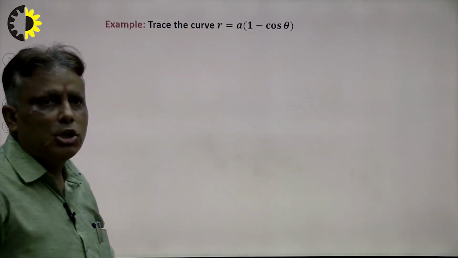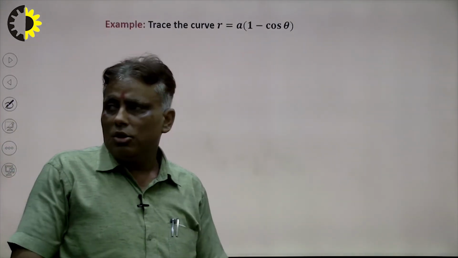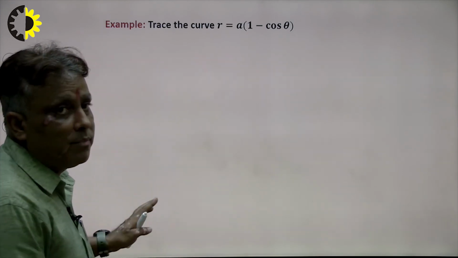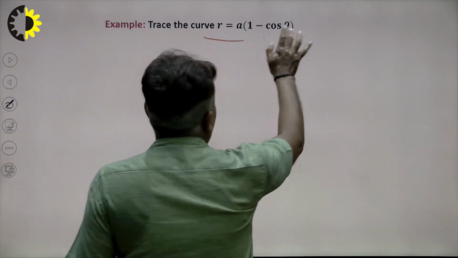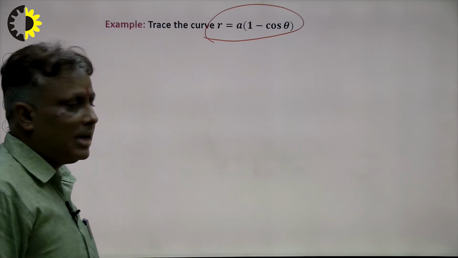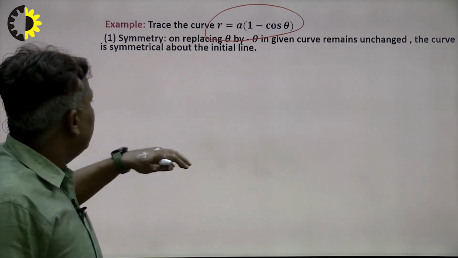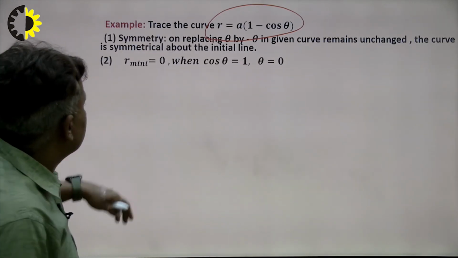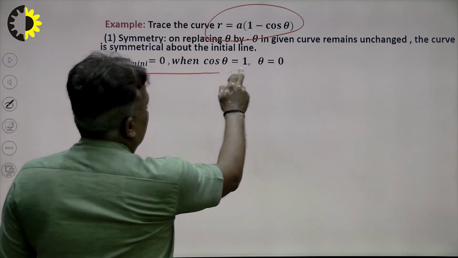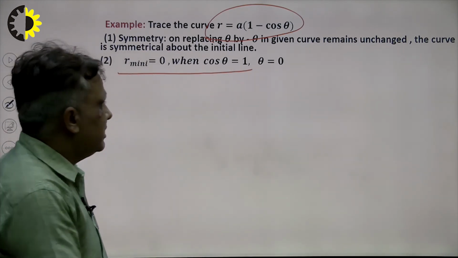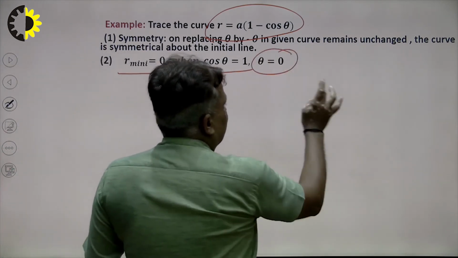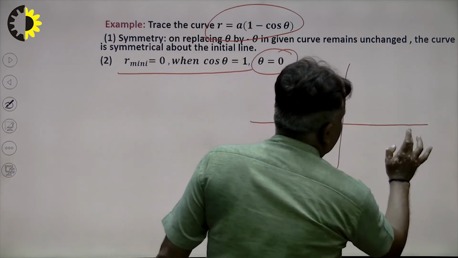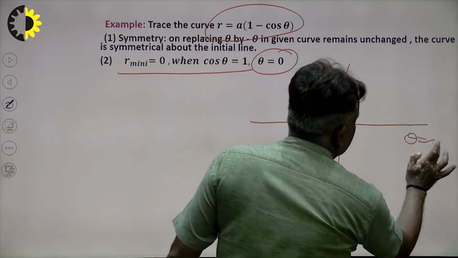Suppose I consider another problem, r is equal to a(1 minus cos theta) here. So how to calculate such a type of problem, right? So suppose this curve is symmetrical about the x-axis, right? Suppose I want to calculate r minimum. So what will be the r minimum of this curve? r minimum is equal to 0 when cos theta is equal to 1. That means theta is equal to 0, right? That means theta is equal to 0 is a line, that is, theta is equal to 0 is this line.